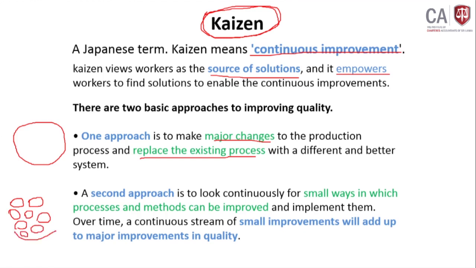Ultimately, the final product will be there. So, the second approach is that small improvements will add up to a major improvement in quality. There can be many small improvements, which they do day by day. Then ultimately after some days, you will get a very good product. So, that is the second approach. The first approach is that you do a major change, you identify all the changes to be done, replace them, and implement that by removing the existing processes.